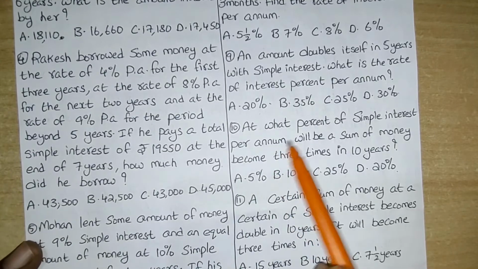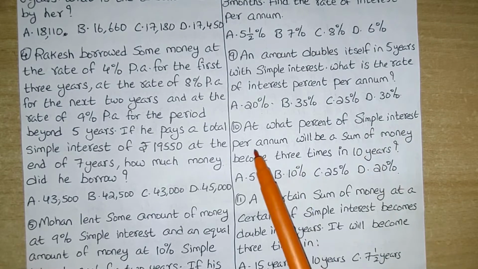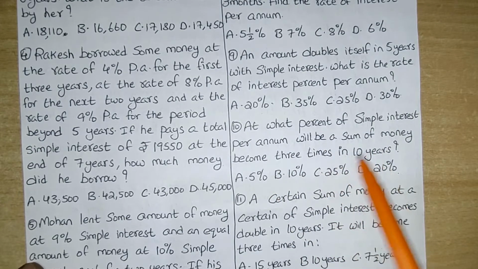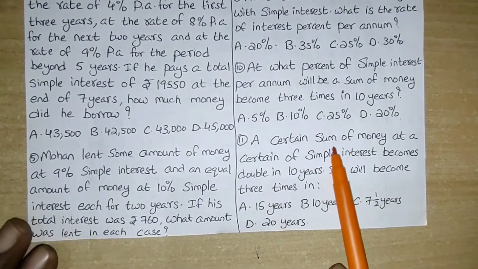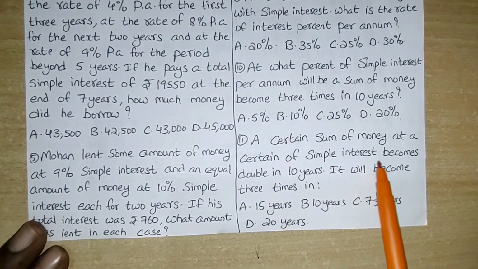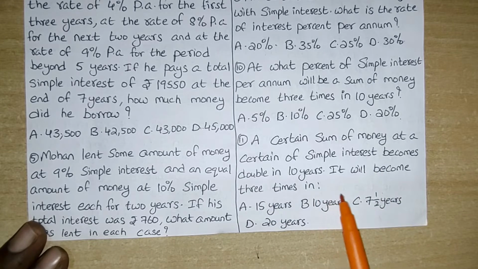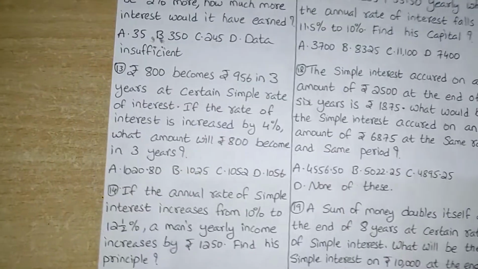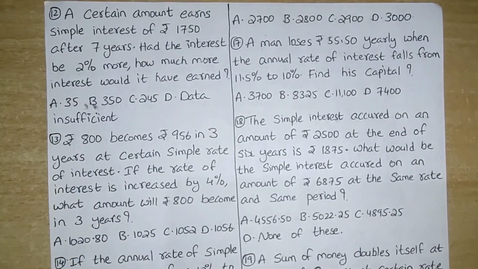Tenth one, at what percent of simple interest per annum will a sum of money become 3 times in 10 years? Okay. 11th one, a certain sum of money at a certain rate of simple interest becomes double in 10 years. It will become 3 times in how many years? Okay, so we'll continue. See here, 12th question.